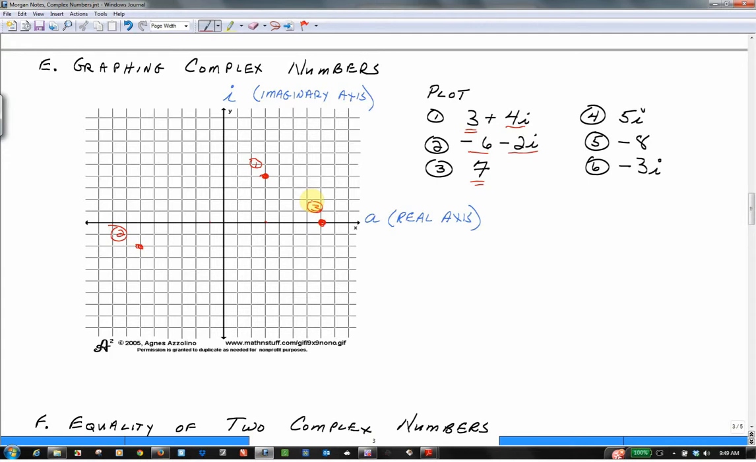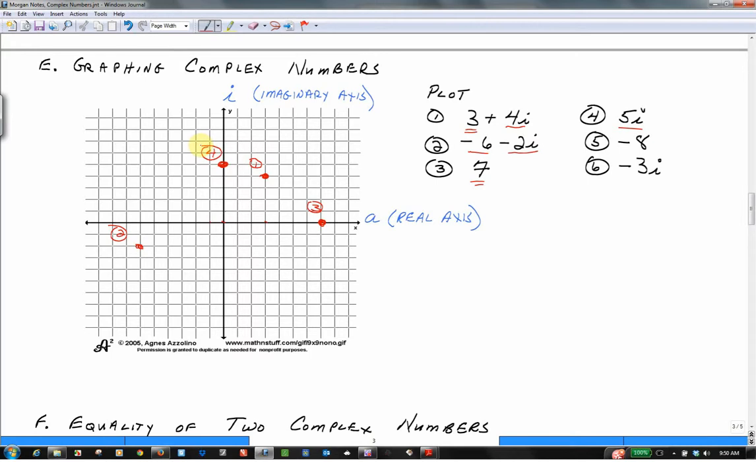Number 4 is 5i. So that only has an imaginary portion, so there is no real. The real portion is 0, right? So we're here at 0 on the real portion right here, and we just simply go up 5. 1, 2, 3, 4, 5. So that would be point 4.